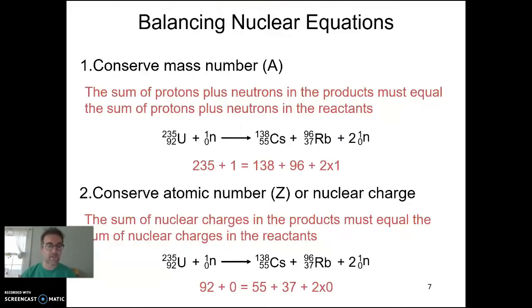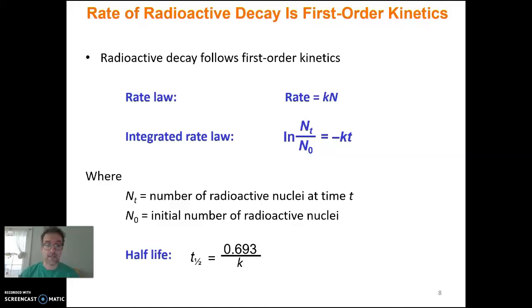So some of the problem solving that we'll do in this chapter is to balance nuclear equations. So what happens to an element when it collides with some sort of subatomic particle or type of radiation, or when it releases radiation. We have uranium-235 colliding with a neutron to split into cesium-138, rubidium-96, and 2 more neutrons. We need to conserve the mass number on both sides, and we need to conserve the atomic number on both sides. As I said earlier, radioactive decay follows first-order kinetics.